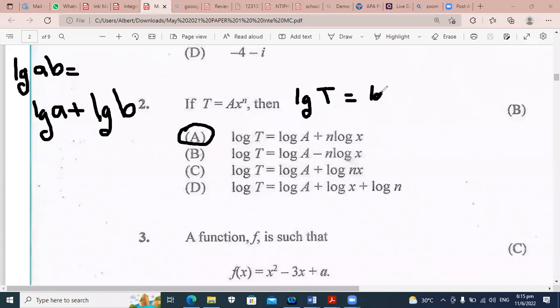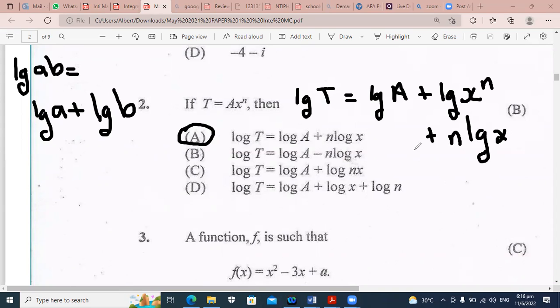Yes, sir. So it will be log A plus log x to the n. All right, and then there's this other rule in logs. When you have a power, you just bring it down. So the second part becomes n log x. Follow? We good? Yes, sir.